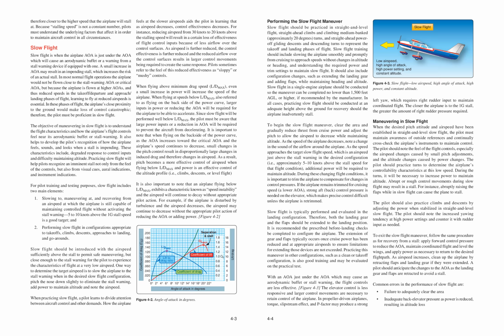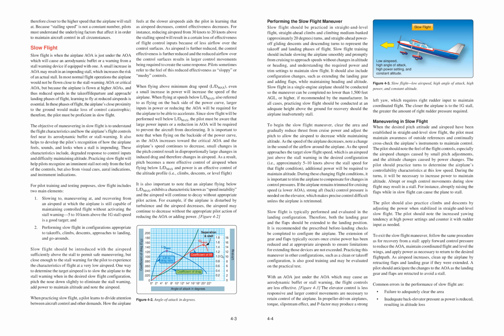In most normal flight operations, the airplane would not be flown close to the stall warning AOA or critical AOA, but because the airplane is flown at higher AOAs, and thus reduced speeds, in the takeoff/departure and approach/landing phases of flight, learning to fly at reduced airspeeds is essential. In these phases of flight, the airplane's close proximity to the ground would make loss of control catastrophic. Therefore, the pilot must be proficient in slow flight.